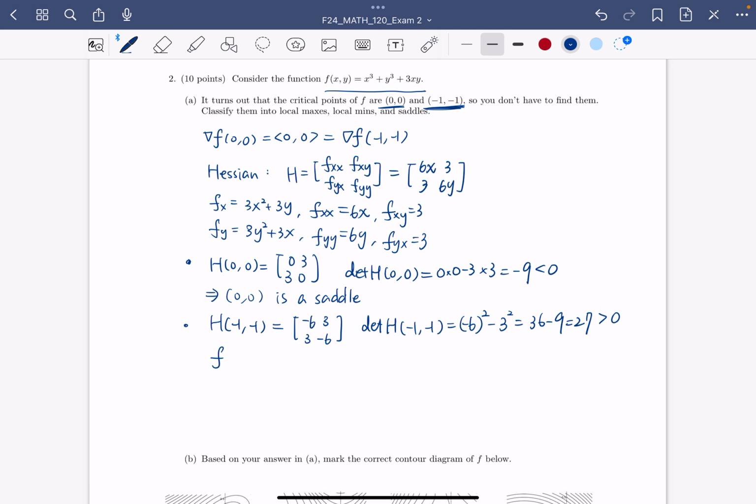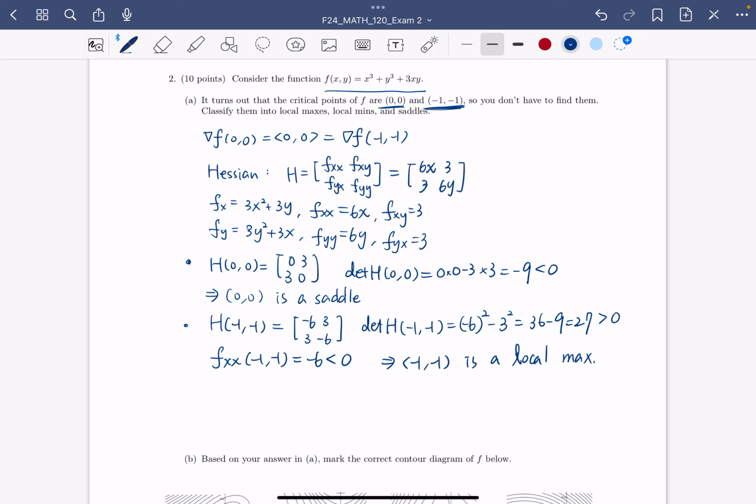But we do know the second derivative f_xx at this point is minus 6, which is negative. So near this point, it goes down when you cross this point. Then at (-1, -1) you get a local maximum. Good.